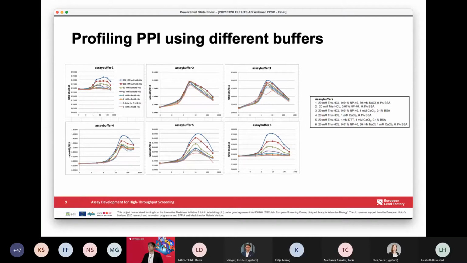Also, clearly you can see that the buffer composition can very much influence the kinetics of the assay. So it's important to profile different assays and really know upfront what is required for, let's say, this protein-protein interaction, but other targets may require other conditions.